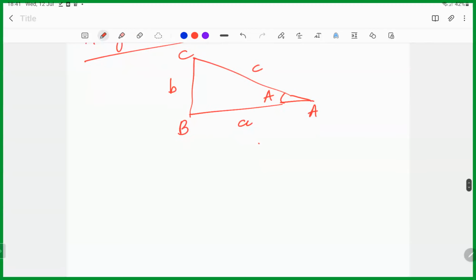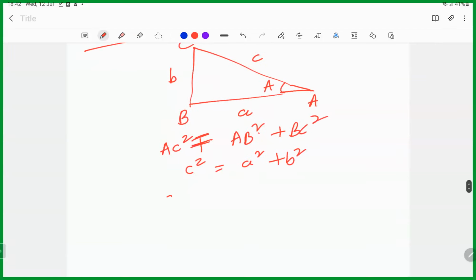Hari, what's the Pythagoras theorem? See here and tell. Which is the hypotenuse here? AC. So what is the Pythagoras theorem? Hypotenuse square is equal to the sum of squares of the other two sides, right? So it's C square equal to A square plus B square.